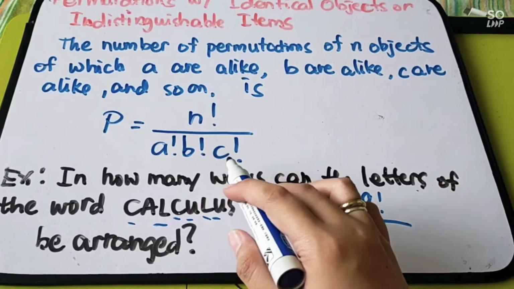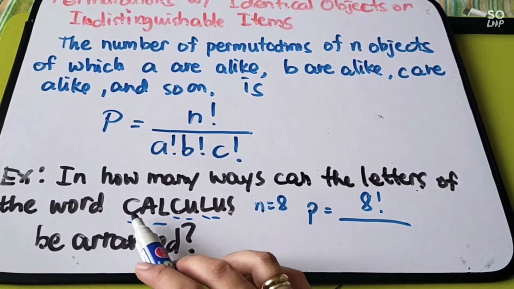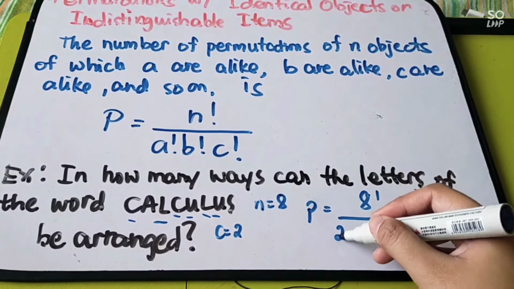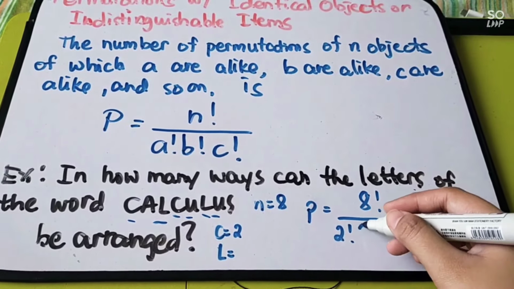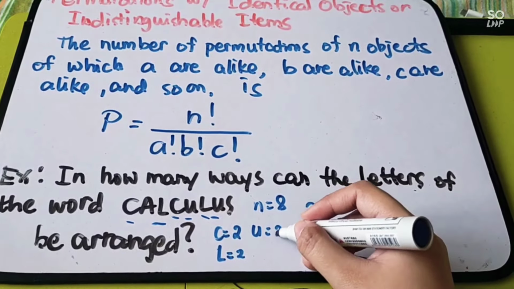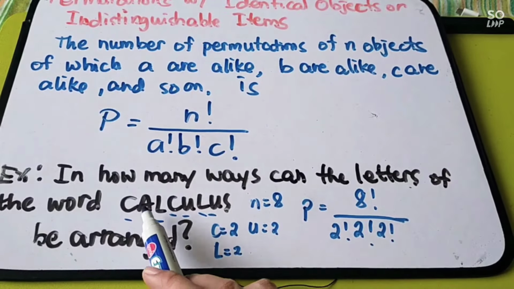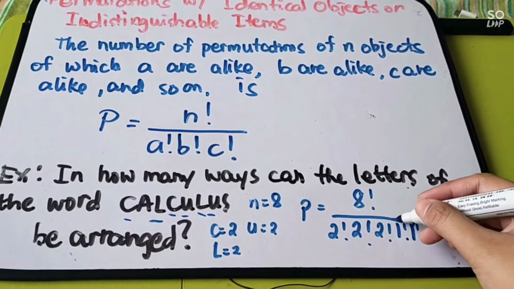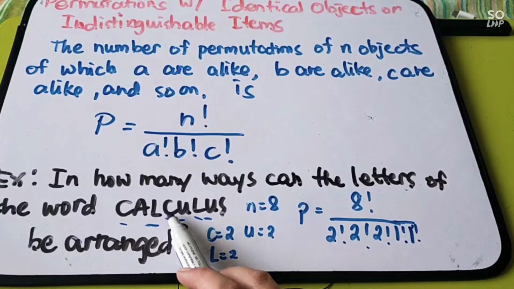Now, sino si A, B, at saka C? Those are the letters involved in this object. So, si C, ilang beses umulit? Si C ay 2. So, that is 2 factorial. Next, si L ay 2. That is 2 factorial again. Next, si U ay 2 rin. That is 2 factorial din. Then, ang hindi umulit dito ay si A at saka si S. That is 1 factorial for A and 1 factorial for S. So, ganun lang. Yung pinaka-letters lang nung mga given ni calculus.